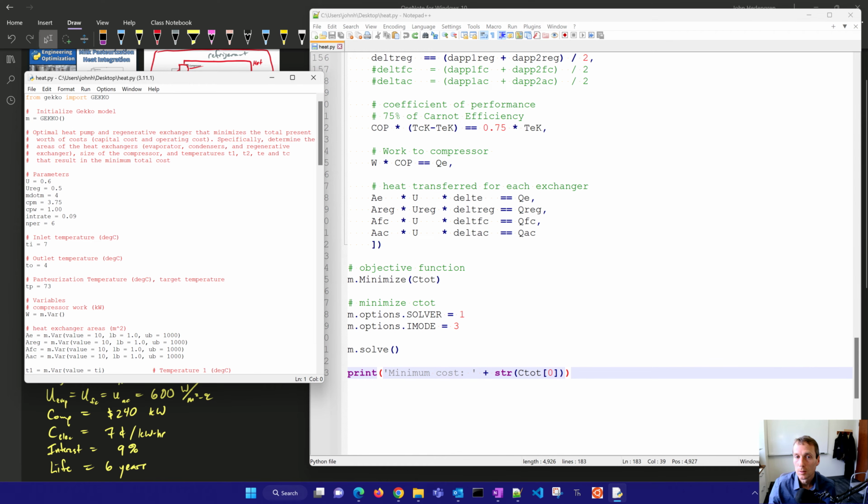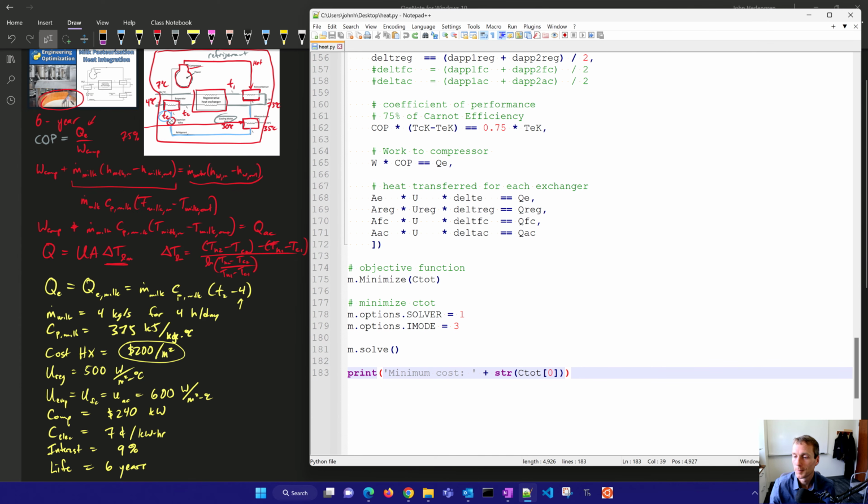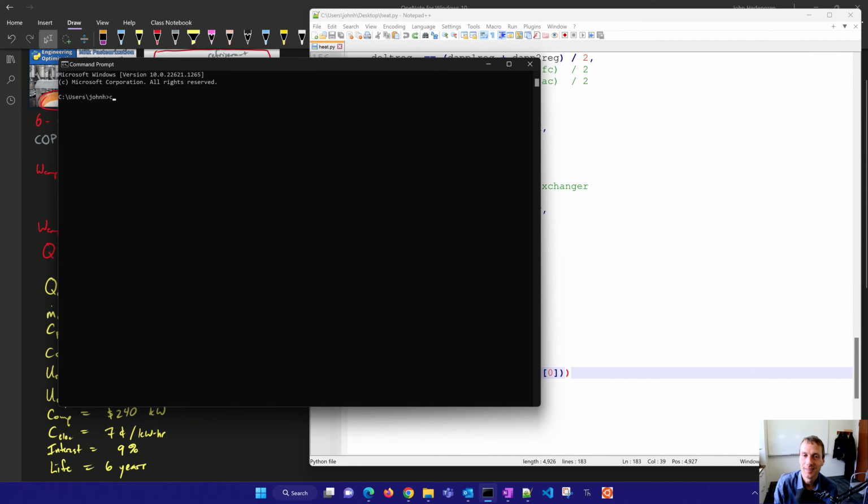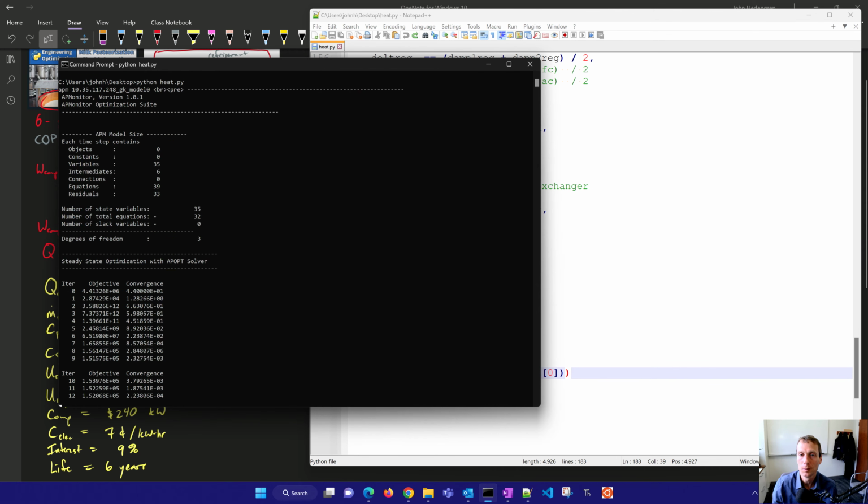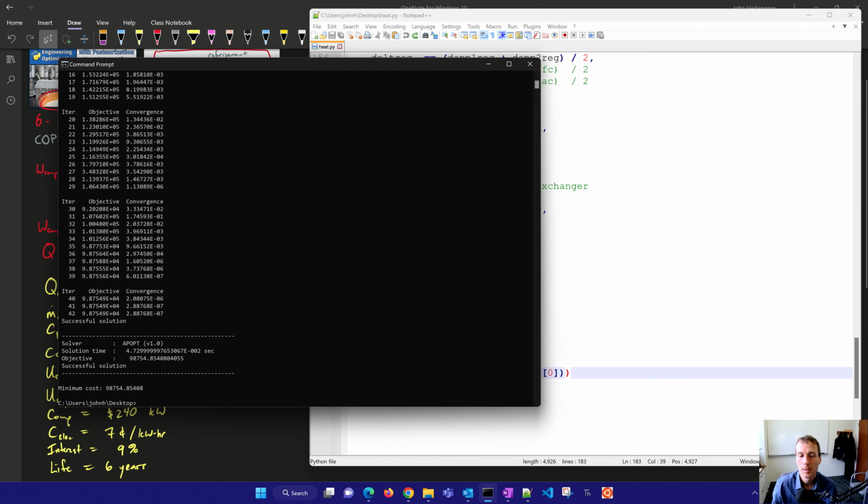Okay, so this one is a little slow on the startup here. Oh, it couldn't make a connection. I don't know what's going on there. I'm going to go with just change directory to desktop. And then I'm going to do python heat.py. Okay, so there's my minimum cost right there.